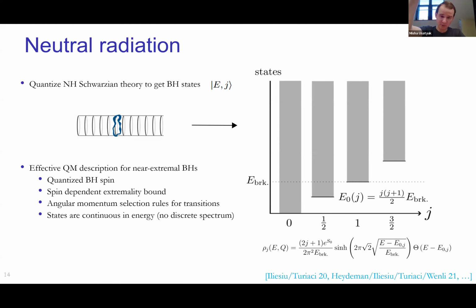There are a few interesting things. One is that the black hole spin is quantized in this theory. So we get states at 0 spin, at h bar over 2 spin, at h bar spin, etc. So from this, you can already see that we're going to get angular momentum selection rules when we have transitions between states at different spin, because this theory is smart enough to know that spin is quantized. Another interesting thing is that when you increase the spin of the black hole, the ground state energy is shifted up. It's shifted up to be this factor J times J plus 1 over 2 times the breakdown scale.